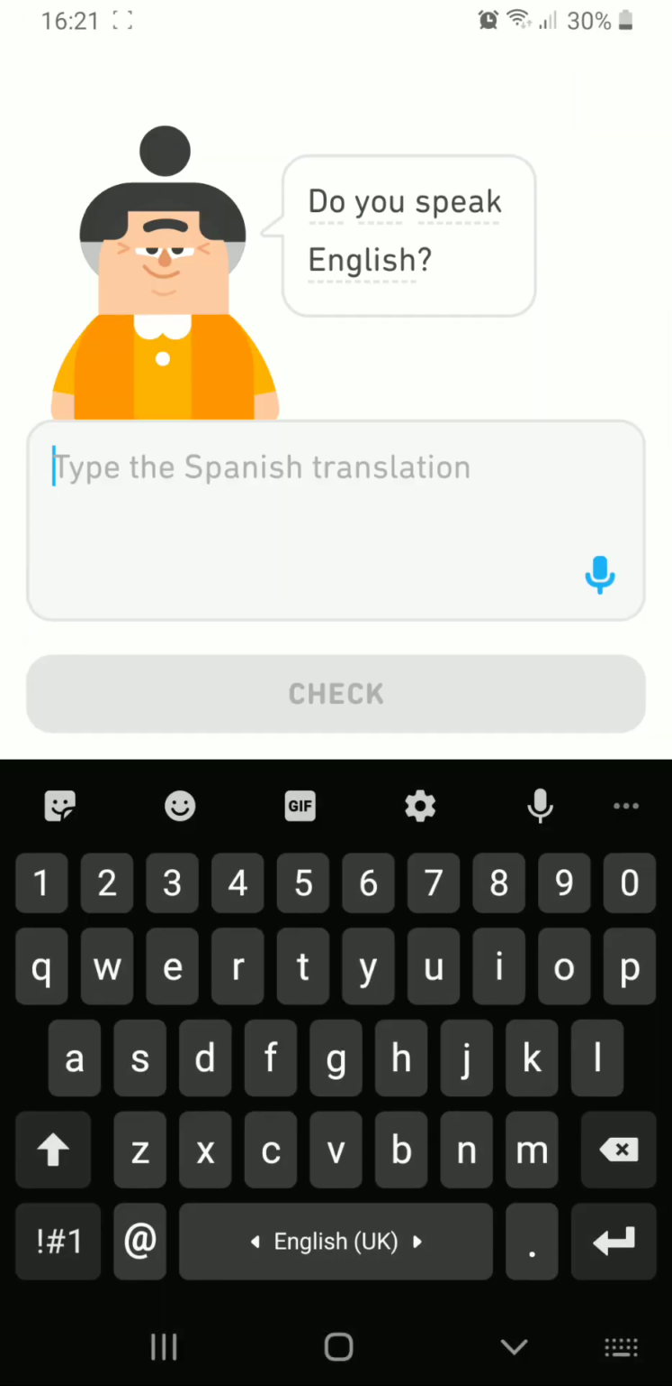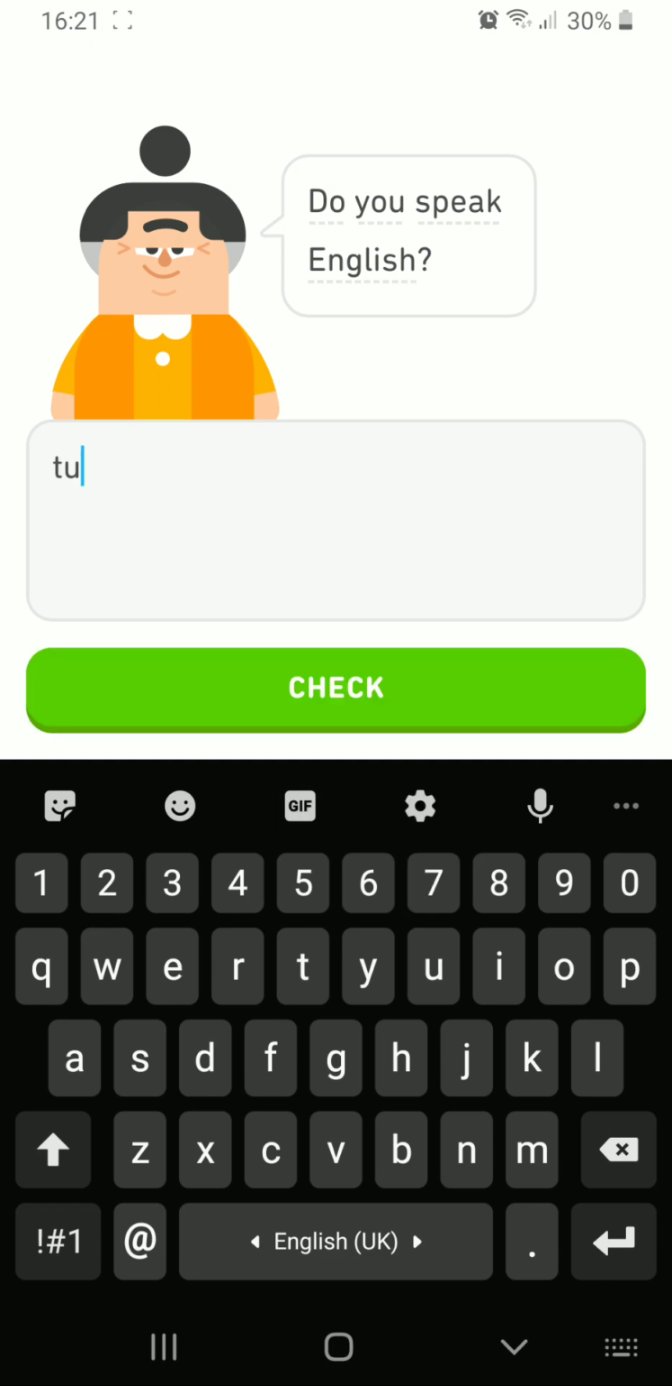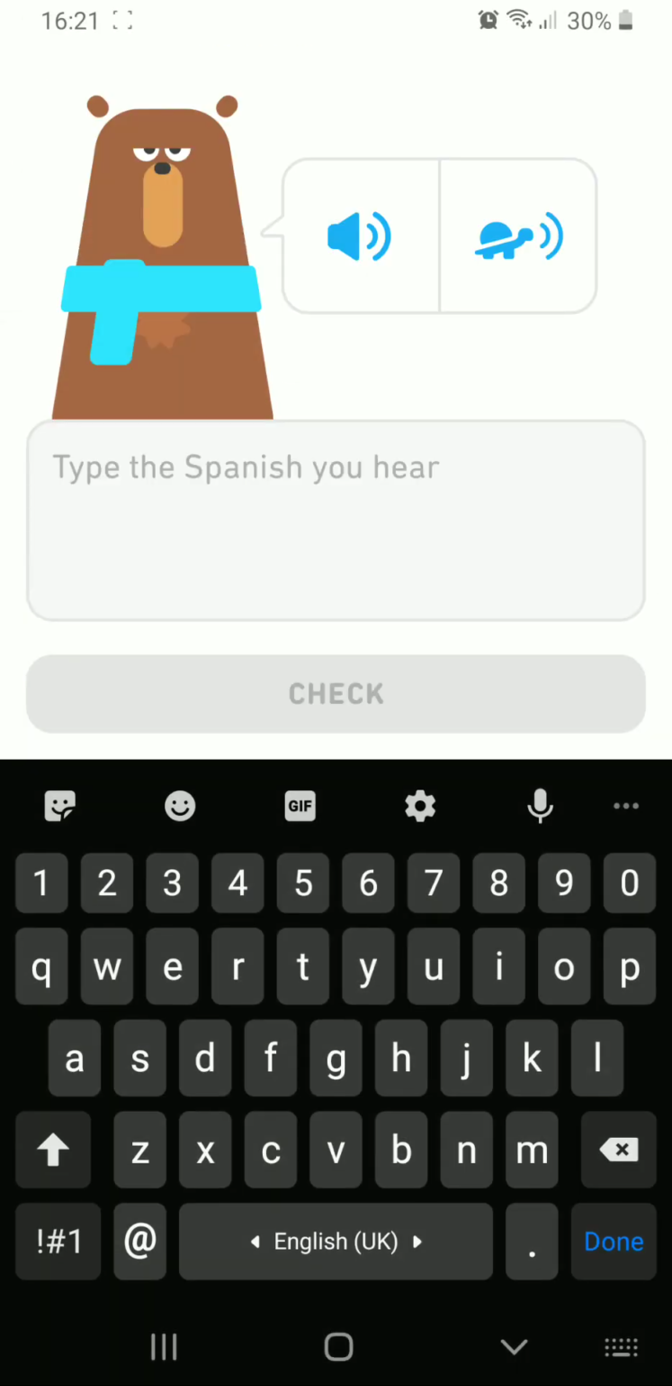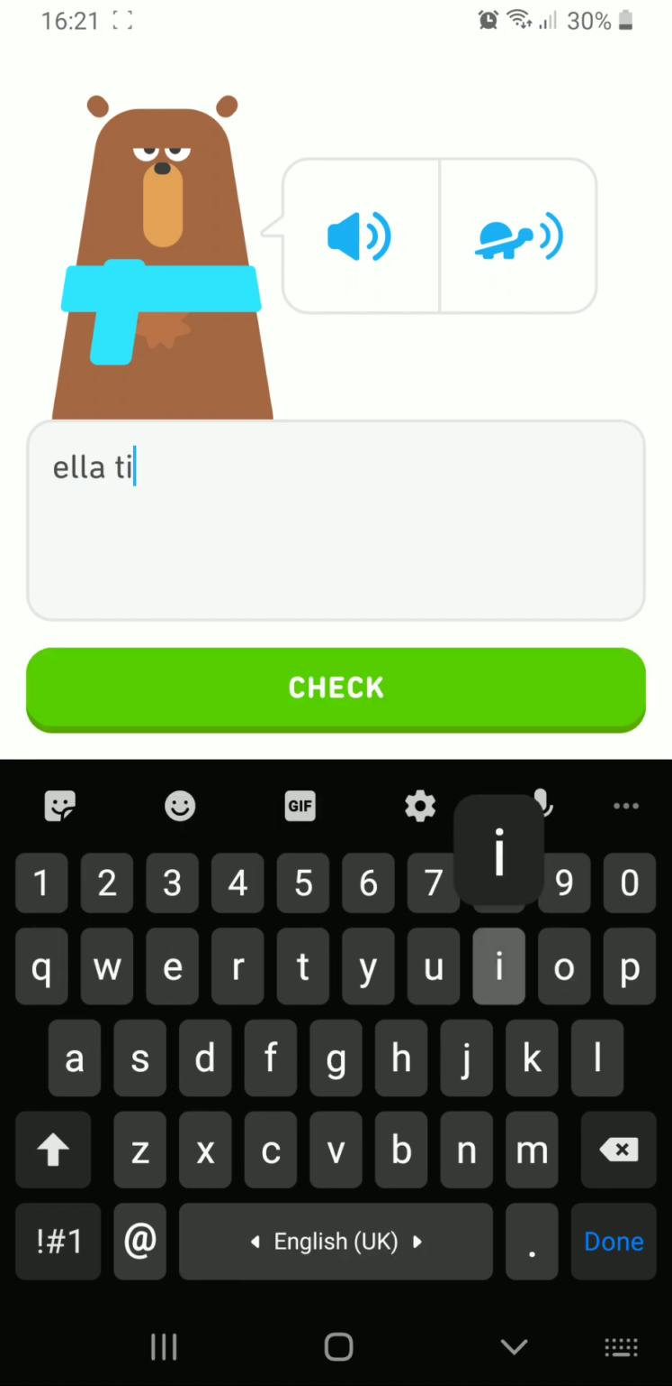Do you speak English? So we got to use the accent here. Tú hablas inglés. Inglés also has an accent here. It's a question. I didn't put the inverted question at the beginning. Ella tiene un gato. Ella tiene. This is the verb tener. Tiene un gato.